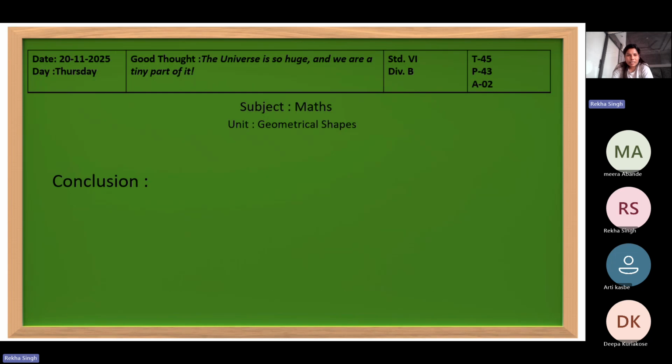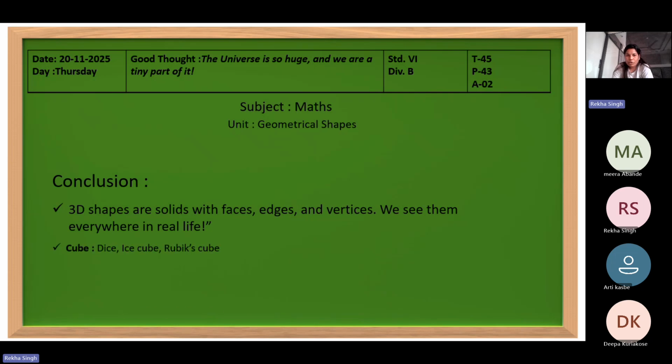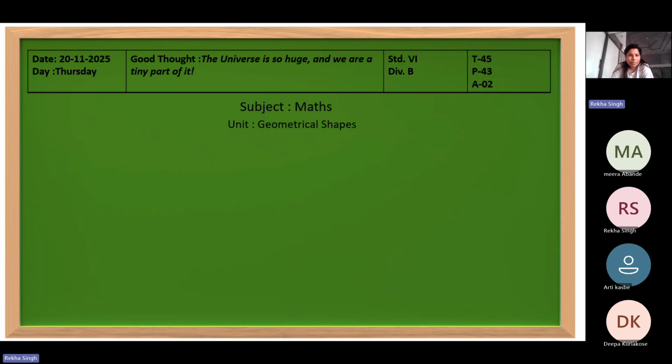So the conclusion is 3D shapes are solids with faces, edges, and vertices. We see them everywhere in real life. Like cube, what are the examples of cube? Dice, ice cube, and Rubik cube. And cuboid, brick, book, matchbox, and mobile phone.